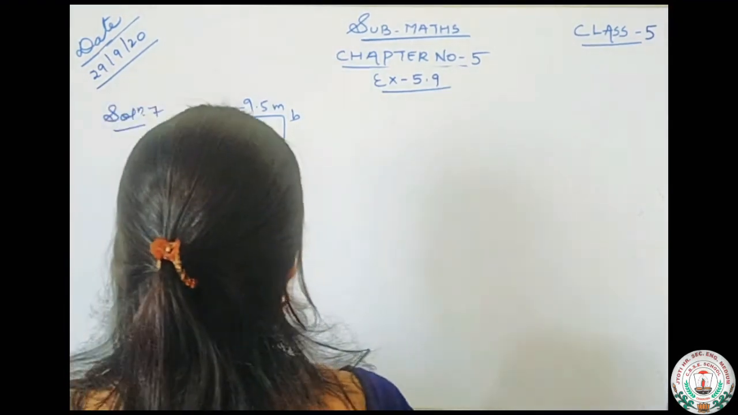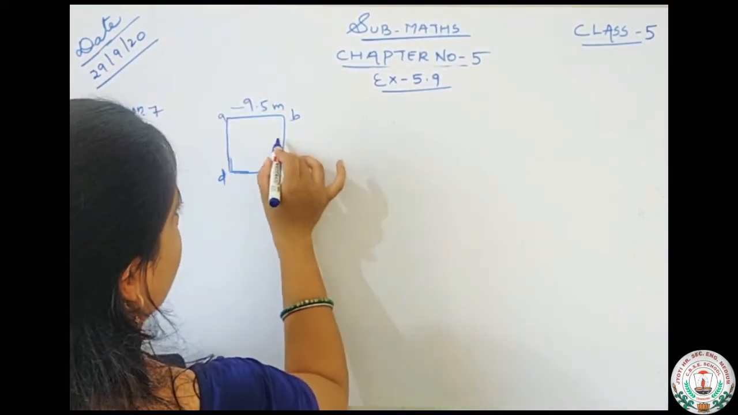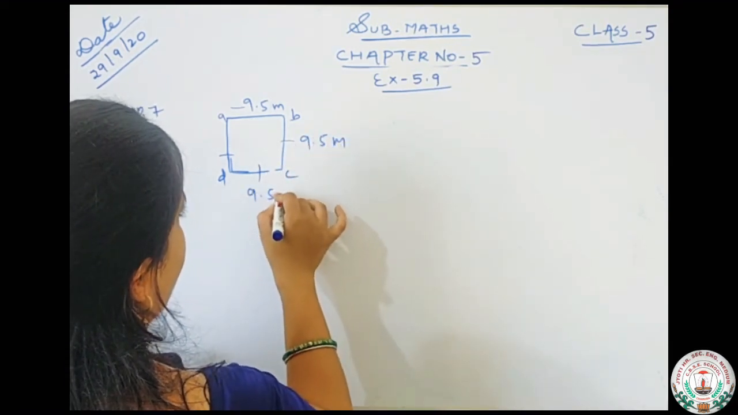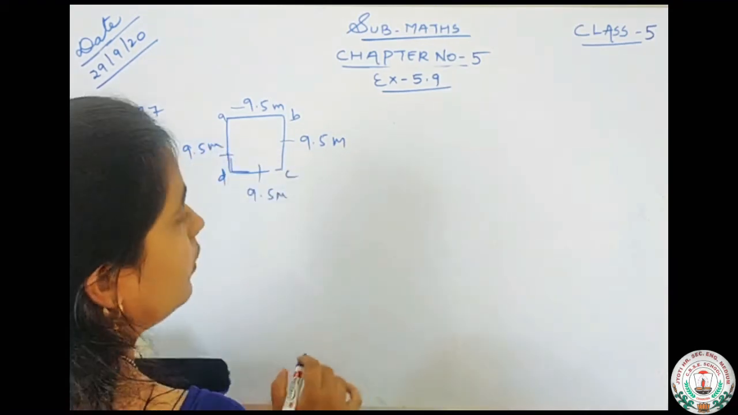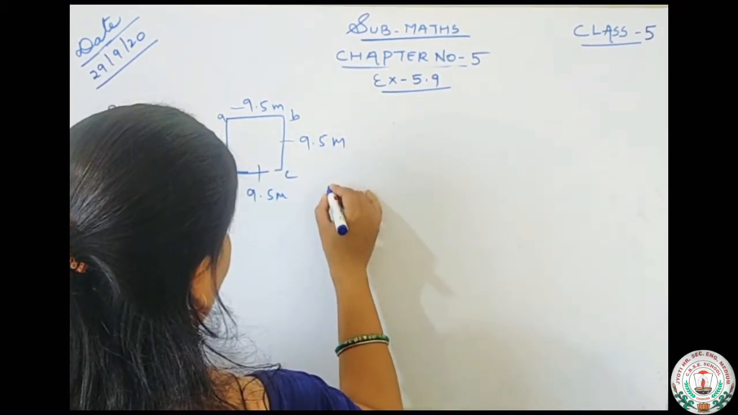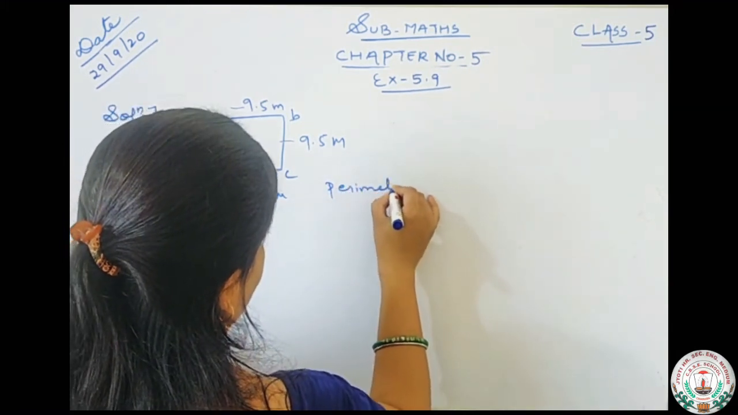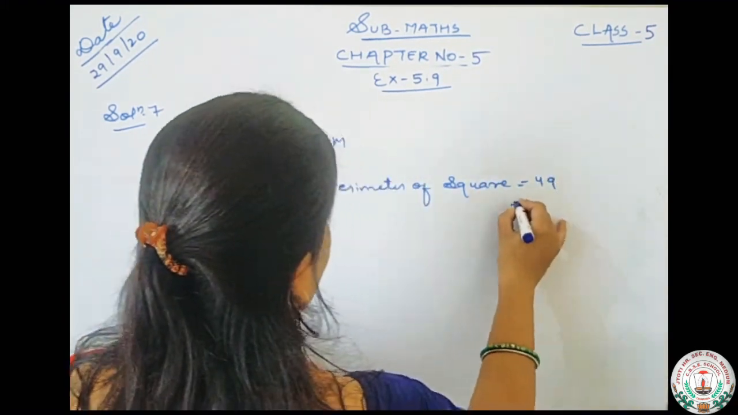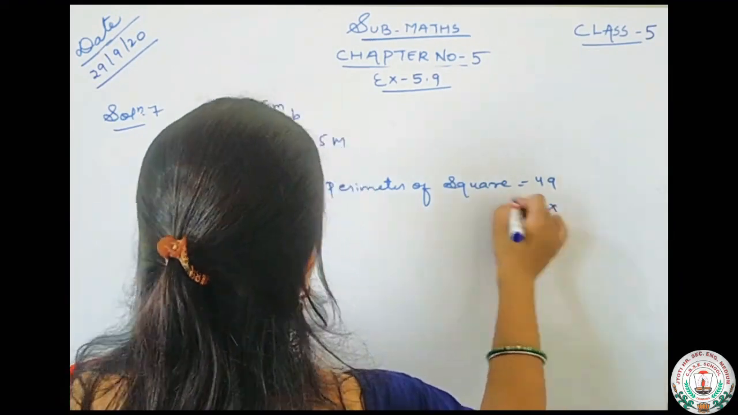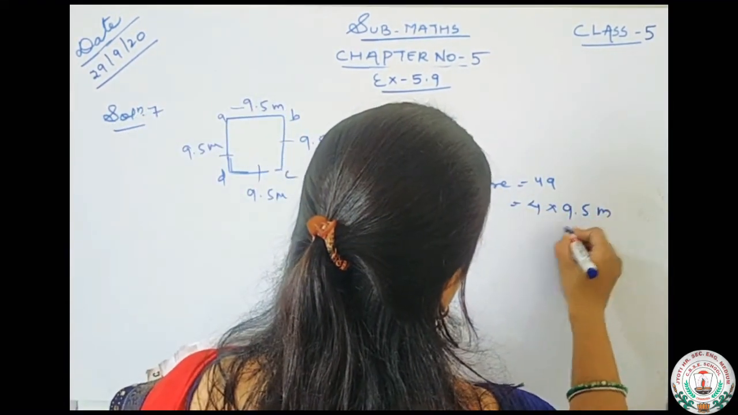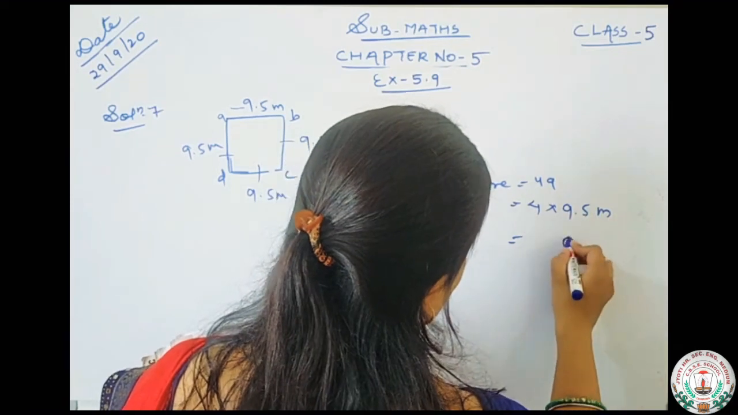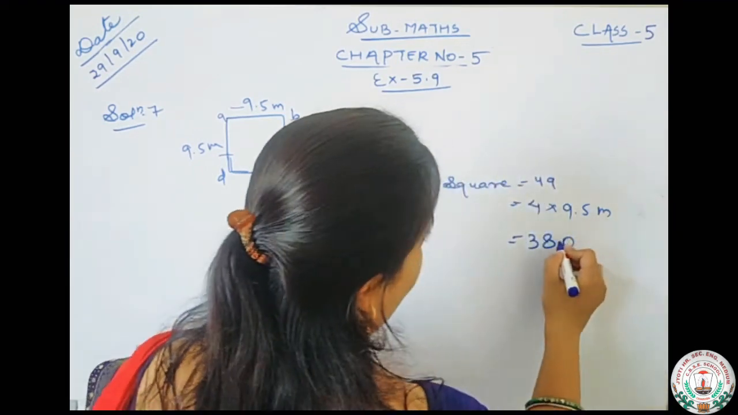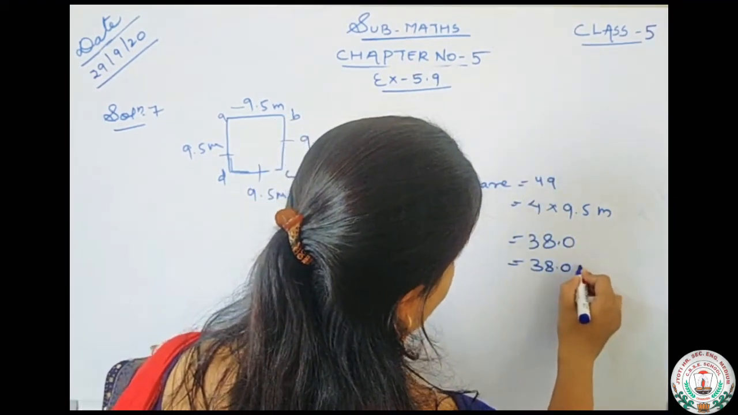What do you mean by perimeter? Perimeter means the sum of all sides. All sides are equal, so here also 9.5, here also 9.5, here also 9.5 meter. Two methods are there. First is the formula. Perimeter of a square is 4a. A means side. So 4 into the value of a, which is 9.5 meter. 4 5s are 20, 0, carry 2, 4 9s are 36, 38, 38, and 1 decimal point, so 38.0 meter.